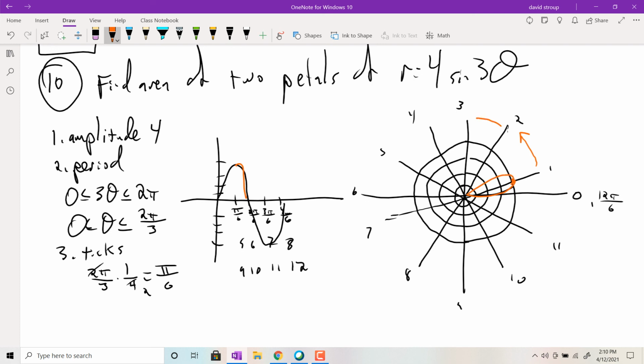And then from 2 pi over 6 to 3 pi over 6, it'll go to -4. So you're actually in that quadrant, or that sector, if you'd rather. Then from 3 pi over 6 to 4 pi over 6, it'll go back to 0. You're actually in this sector. And then 4 pi over 6 to 5 pi over 6, you're going back to 4 positive. So you go back into the positive sector. And then 5 pi over 6 to 6 pi over 6, you're going back to 0. And then from 6 to 7, you'll go negative and you'll end up in this quadrant, but you'll be retracing. So you're done.